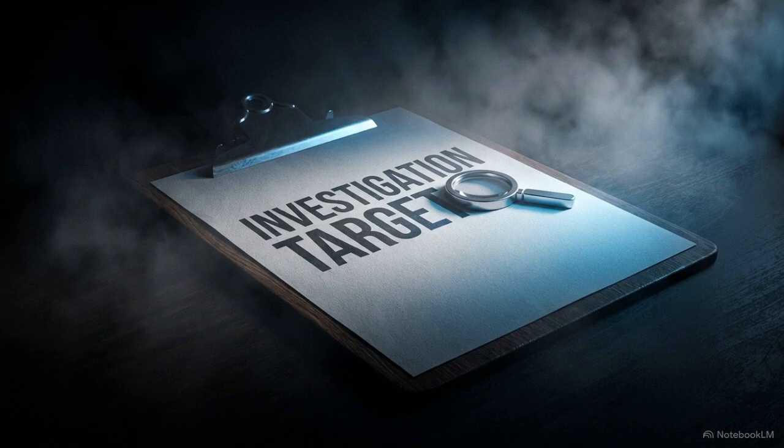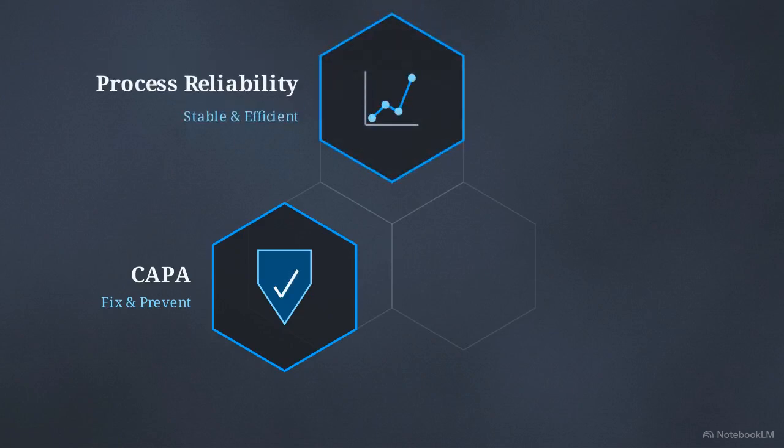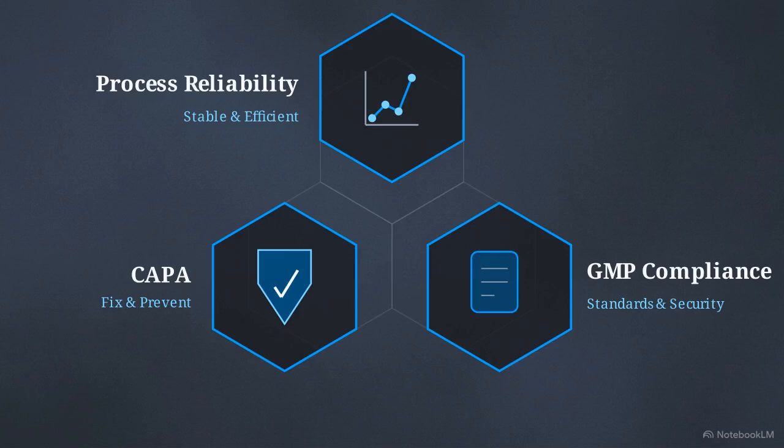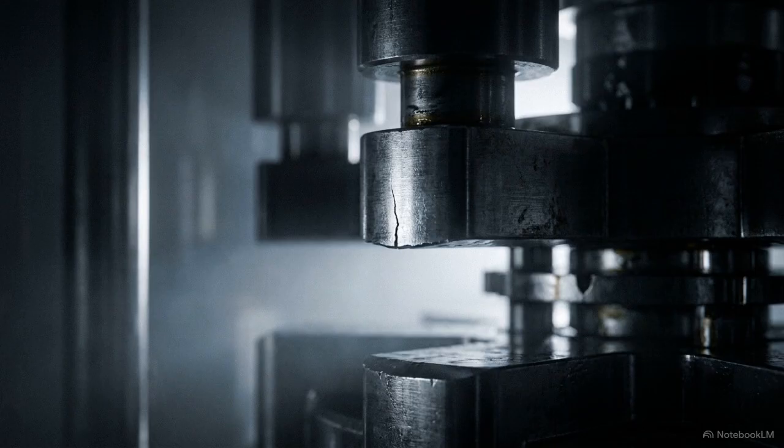Why did it happen? We use this structural framework for 3 reasons: to ensure corrective and preventative actions actually work, to improve overall process reliability, and to solidify good manufacturing practice compliance. Without isolating the true origin of a defect, the underlying flaw remains embedded in the system, waiting to repeat.